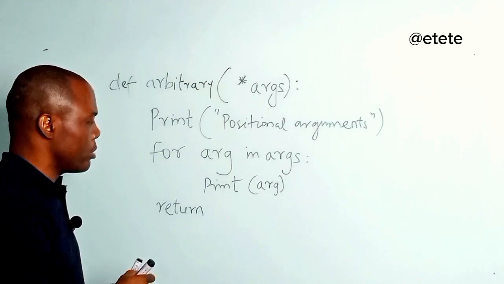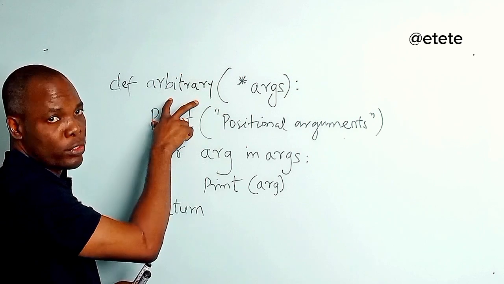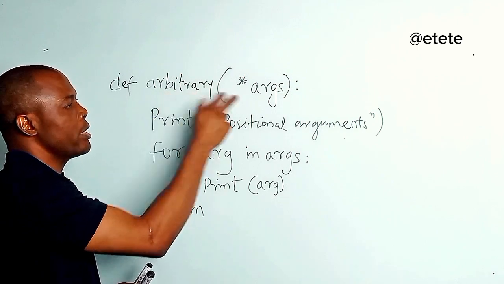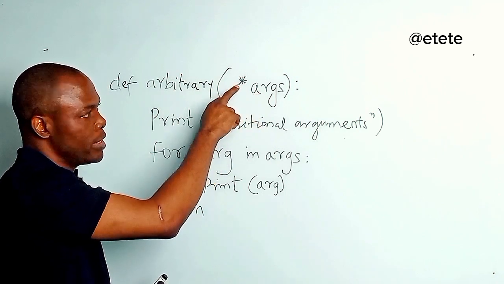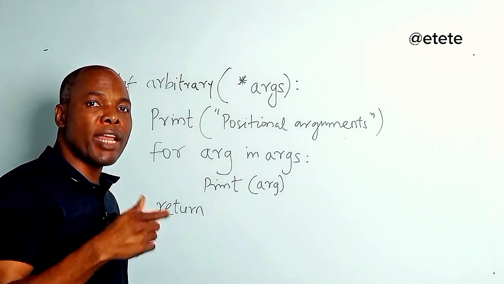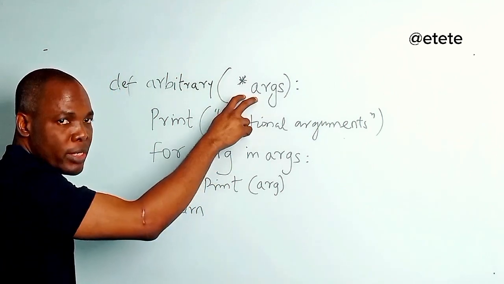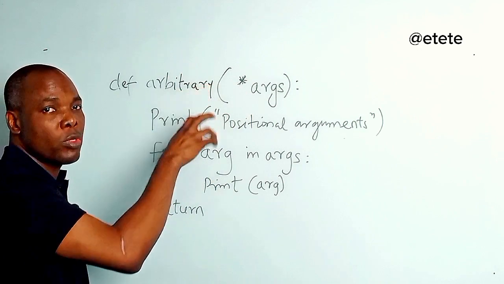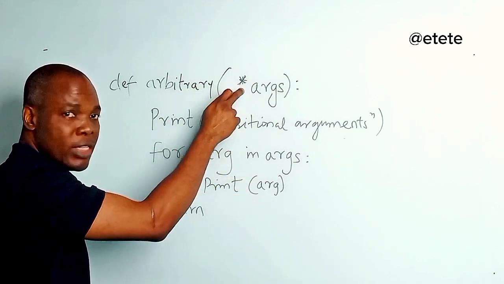Now this is my function. So define arbitrary function. This is the function name, arbitrary. Then I'm going to supply this argument to it, which is args with this asterisk. So what this is saying is I'm going to supply more than just one argument, say 1, 2, 3, like I've said. So it's making this function flexible, to expect as many arguments as possible. That is what this is doing.